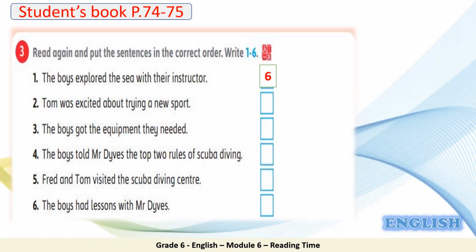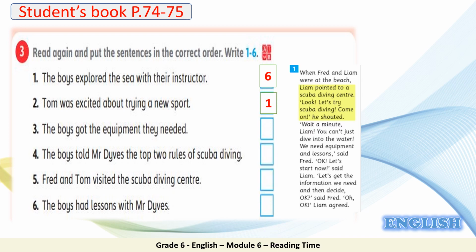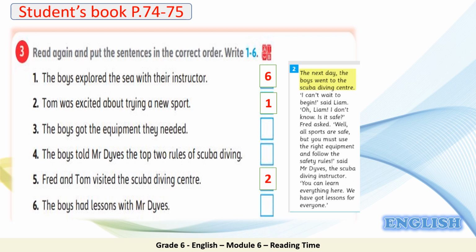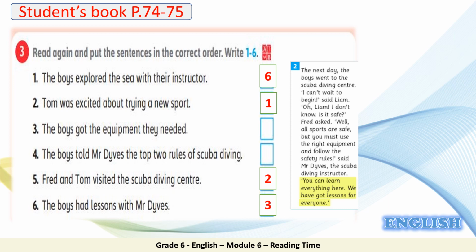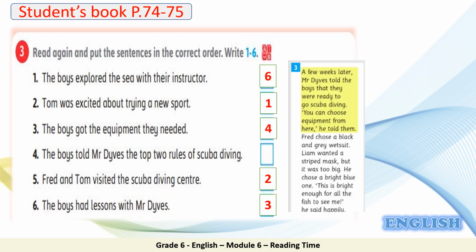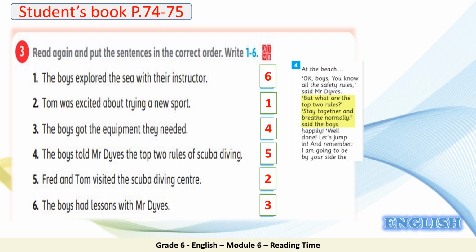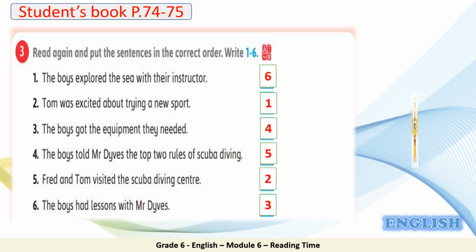Now let's check our answers. Number 6 is already done, the last event in the story. What about the first event? Yes, sentence number 2. The second event is sentence number 5. The third event, sentence number 6. The fourth event, sentence number 3. The fifth event, sentence number 4. Well done, everyone. Good job.